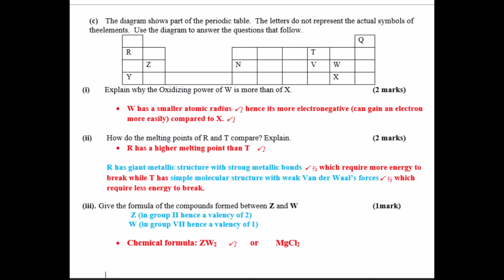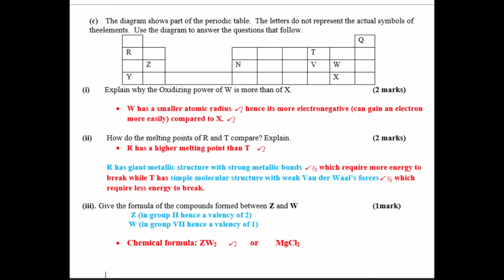Then going on to the question with the periodic table, you're supposed to explain why the oxidizing power of W and X differ, how they compare. These are halogens, and halogens are oxidizing agents. They are species that can easily gain 1 electron. W has a small atomic radius, and with a small atomic radius the element is more electronegative. That means it can easily gain an electron. The atom is not very big, so the effective force of attraction to an incoming electron is very high. The nucleus is not so much shielded.